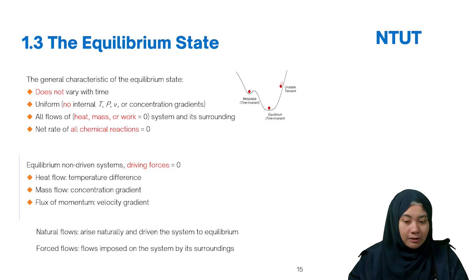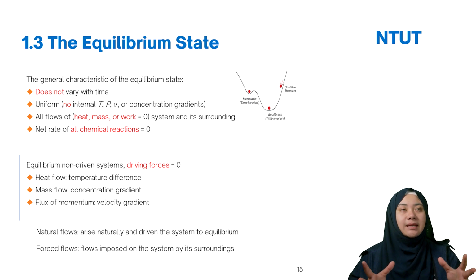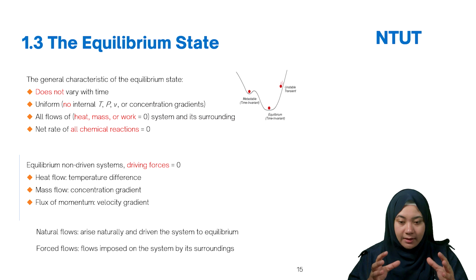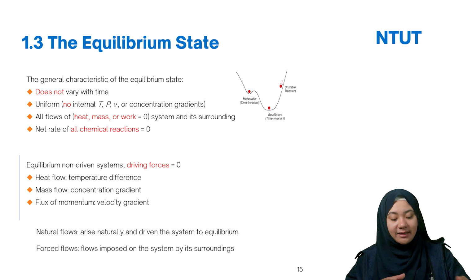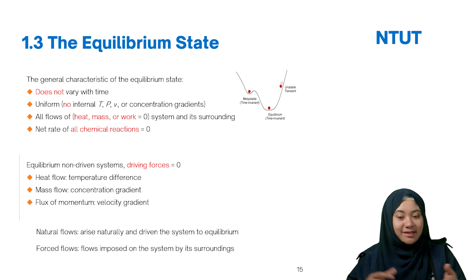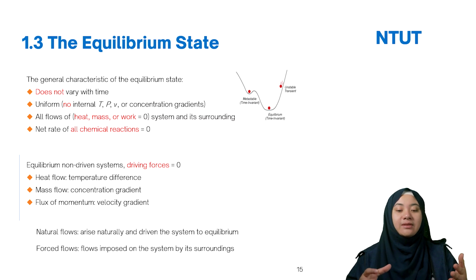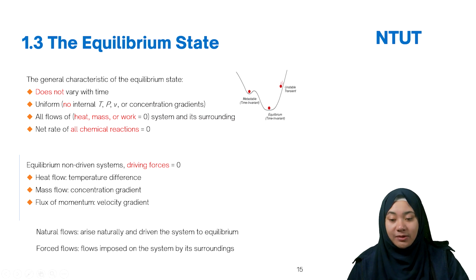Forced flows are flows imposed on the system by its surroundings. In this case, for example, I would like to make the coin's temperature drop faster. So I will use a fan to make the heat move away fast. We call this forced flow. I use external work to make the coin cool down. So this is forced flow.